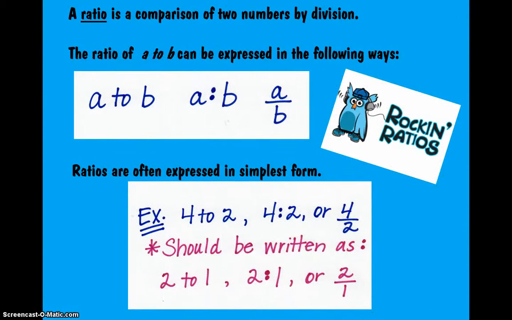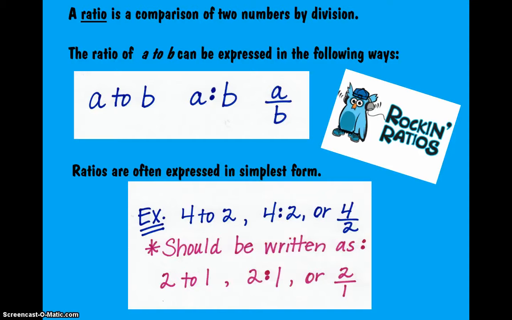A ratio is a comparison of two numbers by division. The ratio of A to B can be expressed in the following ways: A, and then write the word "to" B, A colon B, or A over B. Any of these ways is acceptable to write a ratio. Ratios are often expressed in simplest form.